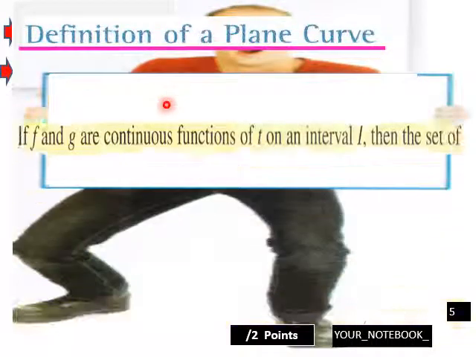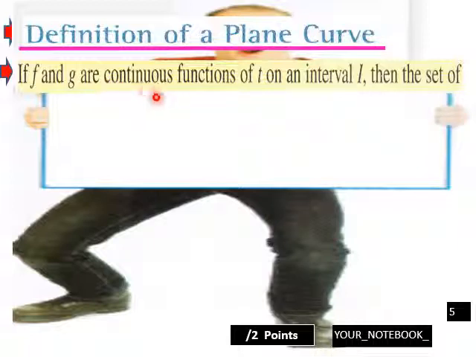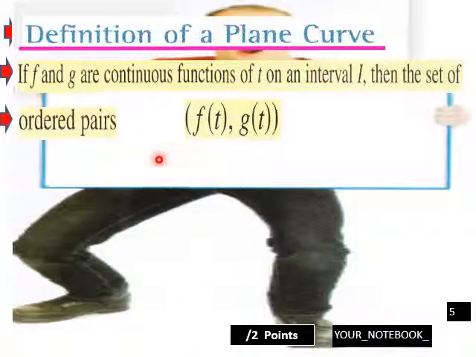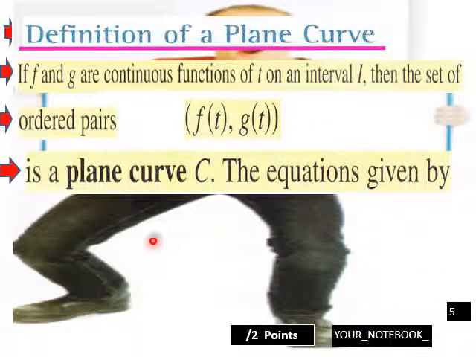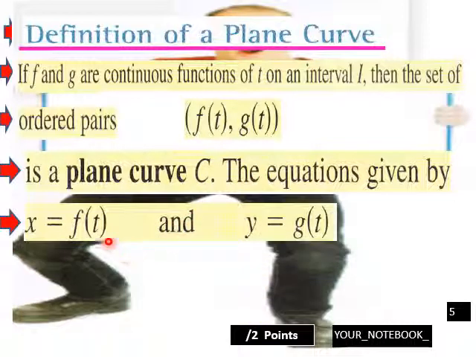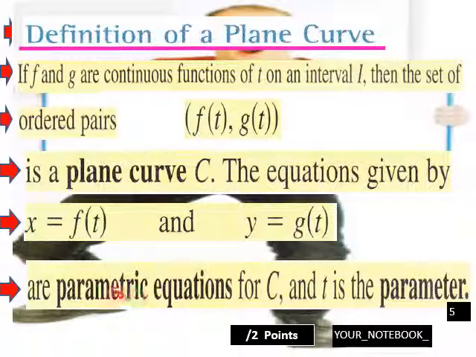So the definition of a plane curve: if f and g are continuous functions of t on an interval I, then the set of ordered pairs f of t and g of t is a plane curve C. The equations are given by x equals f of t and y equals g of t. These are our parametric equations for C, a plane curve, and t is a parameter. So t really determines how far the curve will go in each direction.